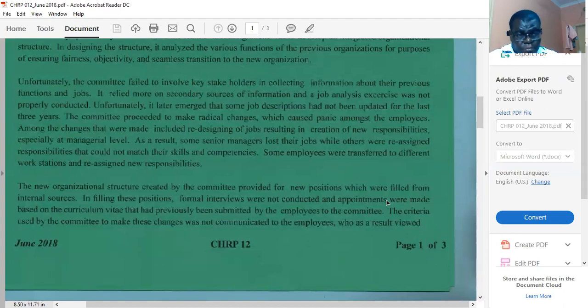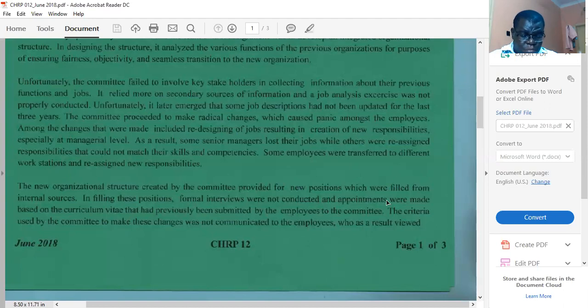Among the changes that were made included redesigning of jobs, resulting in creating of new responsibilities, especially at managerial level. As a result, some senior managers lost their jobs while others were reassigned responsibilities that could not match their skills and competencies. Some employees were transferred to different workstations and reassigned new responsibilities.